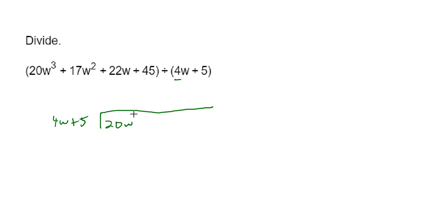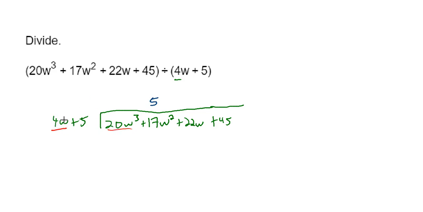Plus 17w squared plus 22w plus 45 goes on the inside. And then you have to ask yourself the question, what do I multiply to the 4w to match the 20w to the third power? That's the only way to do this. There's no other shortcut really. And so what you need to multiply by to get the 20 is you'll need to multiply by 5, right? 5 times 4 is going to give me the 20.